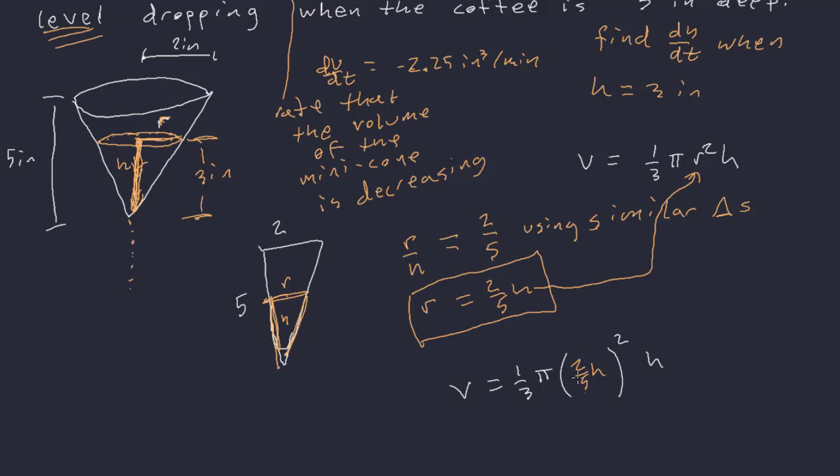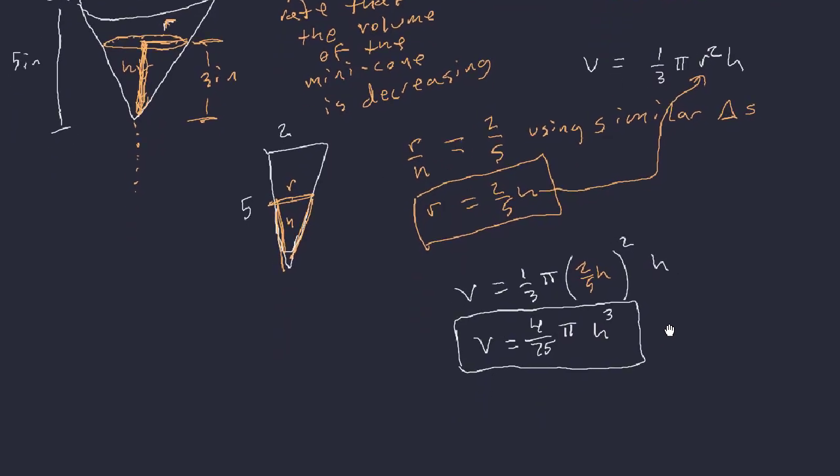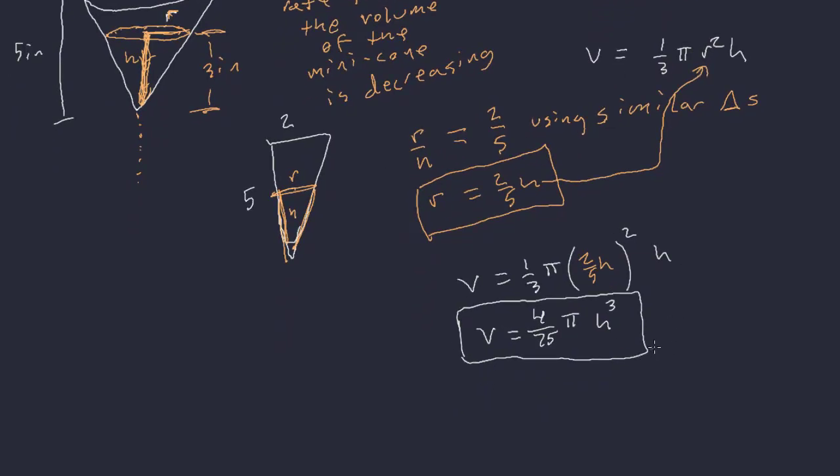So this is going to be 4/25 when we square it, which when we multiply that by 1/3, we'll get 4/75 pi, and then h squared times h will give us h cubed. So now we've gotten V completely in terms of h. That's just going to make our lives a lot easier.